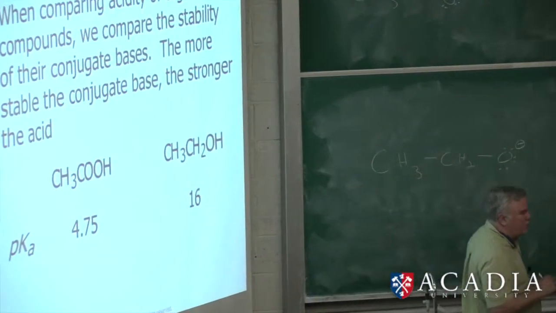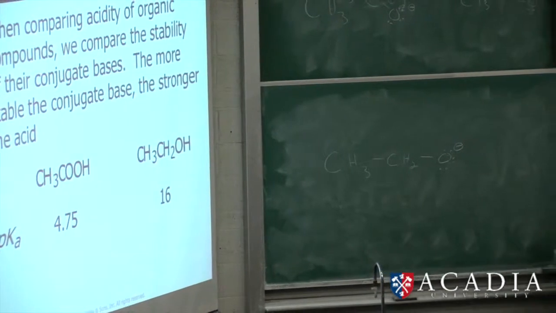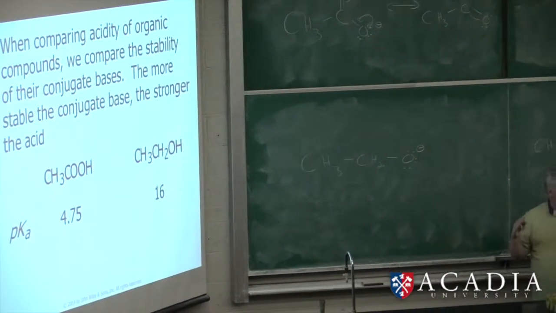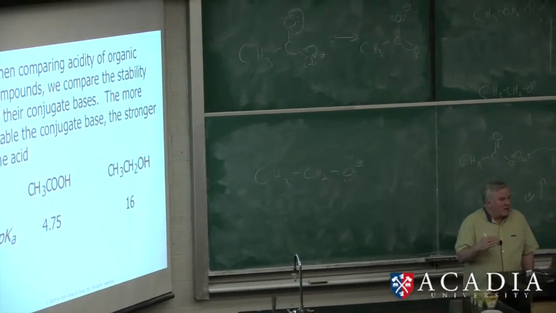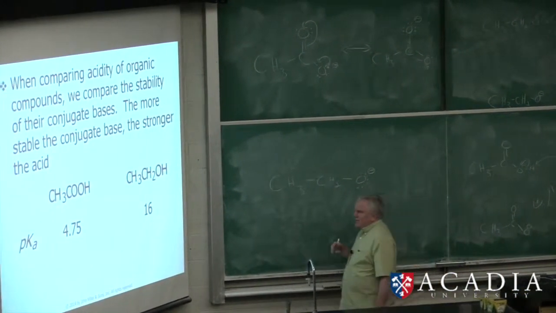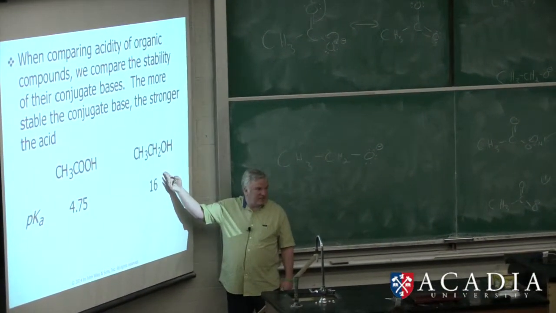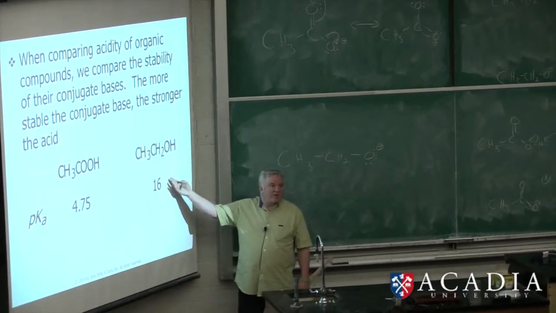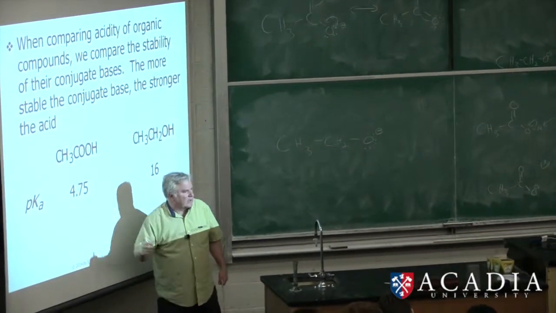I also want you to get used to the fact that we often talk about the strength of bases by talking about the pKa of their conjugate acids. So for instance, we'll talk about methoxide being a strong base, and we'll say, well, evidence of that is that the pKa for its conjugate acid is 16. So ethoxide is a stronger base than acetate because this is more acidic.